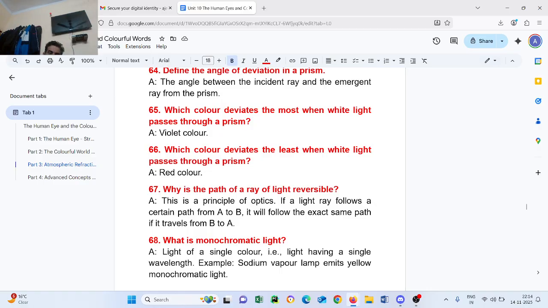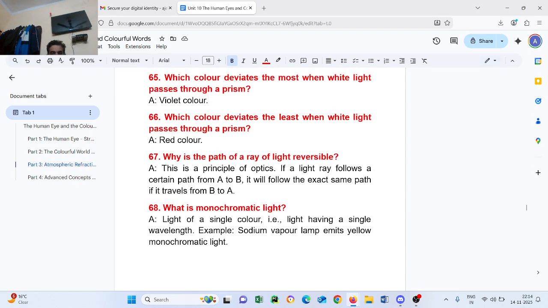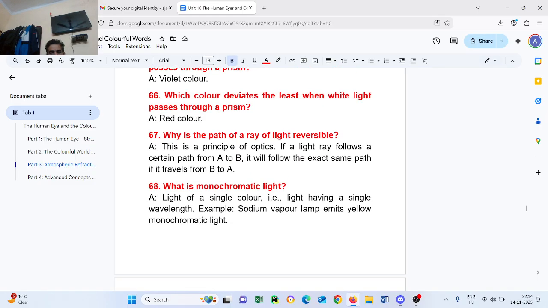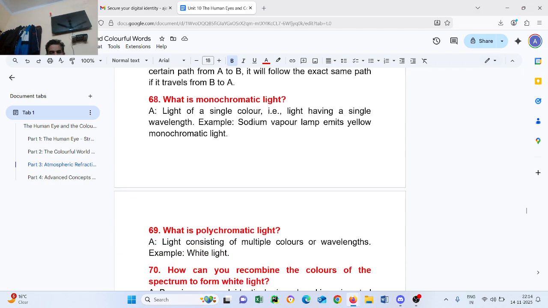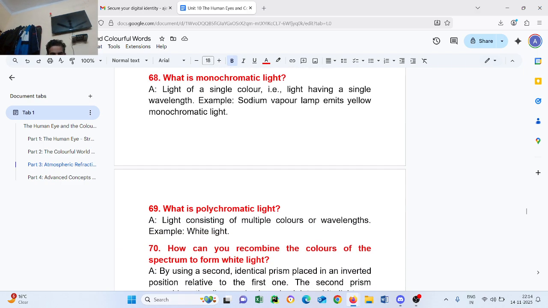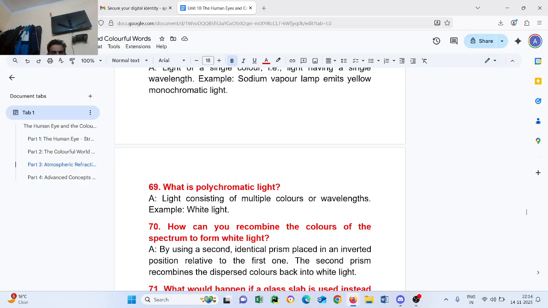Question number 68. What is monochromatic light? Light of a single color, that is, light having a single wavelength. Example, a sodium vapor lamp emits yellow monochromatic light. Question number 69. What is polychromatic light? Light consisting of multiple colors of wavelengths. Example, white light.